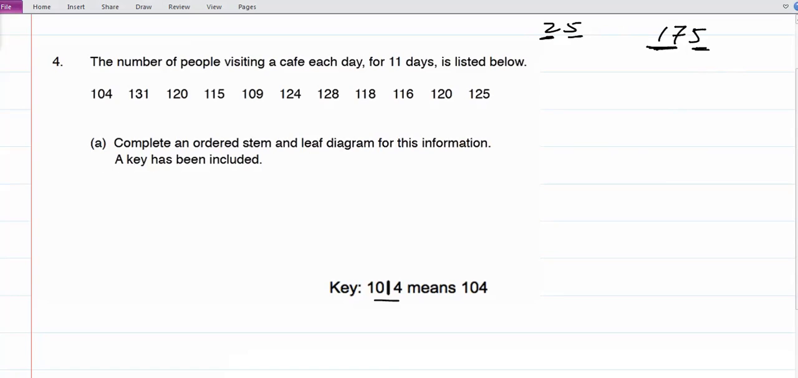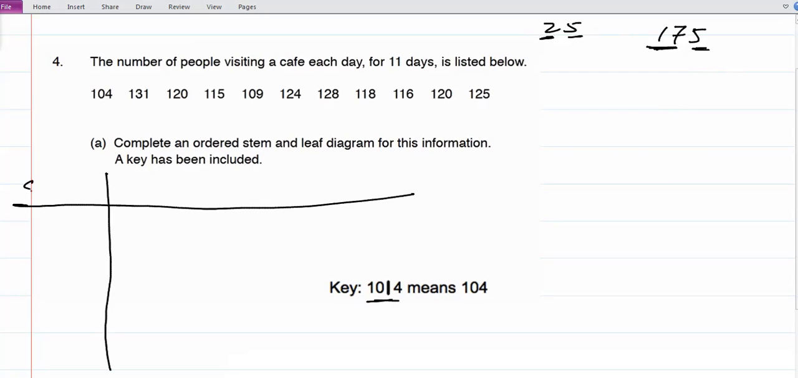Complete an ordered stem and leaf diagram for this data, and a key has been given. So in this case the key is given. Even if not given, randomly choose one of the numbers and write the key accordingly. Stem on one side, leaf on the other side, put a slash in that. Now we have to make the stem and leaf diagram. So write here stem and here leaf.